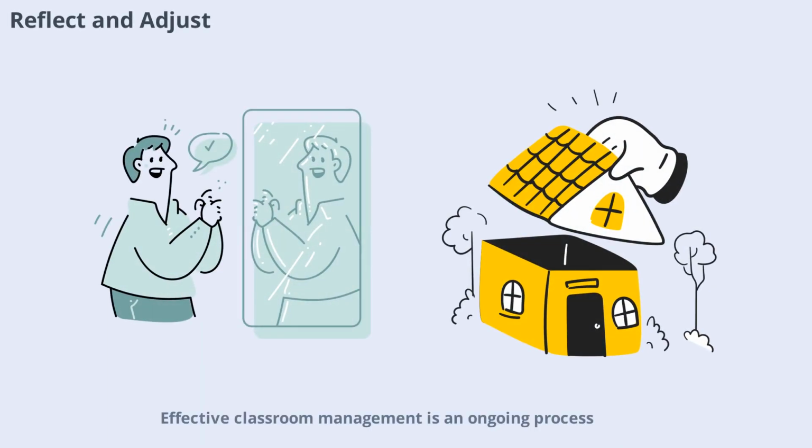Effective classroom management is an ongoing process. Regularly reflect on what's working and what isn't, and be willing to adjust your strategies as needed. Seek feedback from students and colleagues and stay open to new ideas. By continually refining your approach, you can create a classroom environment where every student has the opportunity to succeed.